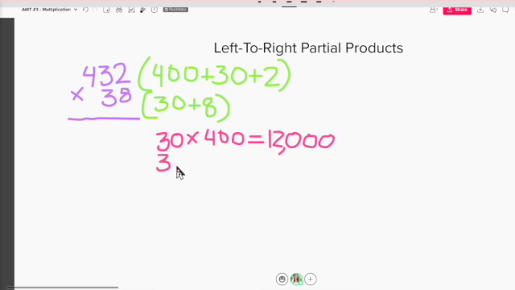Then we are going to move on to 30 times the next number in this problem, which is 30. So 30 times 30 equals 900. And we know this because 3 tens times 3 tens equals 900. All right, moving on, we have 30 times our last number in this top problem, 30 times 2. All right, 3 tens times 2 equals 60.